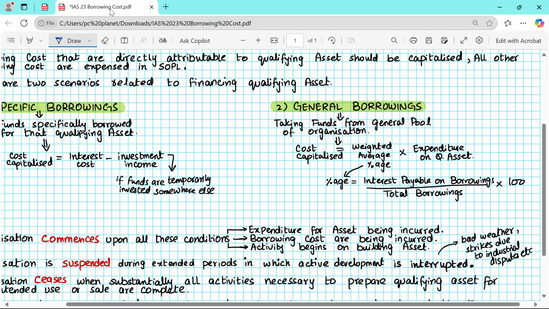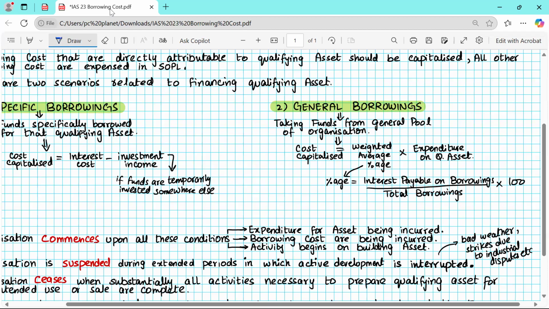You are not specifically going to the finance providers or the bank to get the loan for the qualifying asset, but the loan from the general pool. The general pool means the already available loan of an organization. You are going to take some amount from there. So in the specific borrowings, you are specifically borrowing the loan for the qualifying asset, but in the general borrowings, you are just taking the funds from already available loan of an organization.